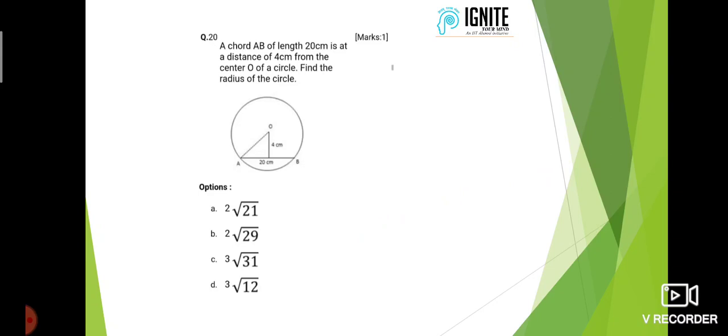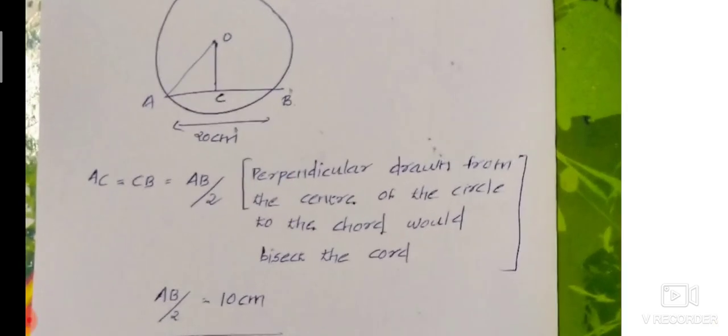Now, the next question. A chord AB of length 20 centimeters is at a distance of 4 centimeters from the center O of a circle. Find the radius of the circle. You're given a chord and a perpendicular line from the center, and you're asked to find the radius of the circle. You know that a perpendicular dropped from the center of the circle to the chord would bisect the chord. You can name that bisection point as C, so you get AC equal to BC equal to 10 centimeters.